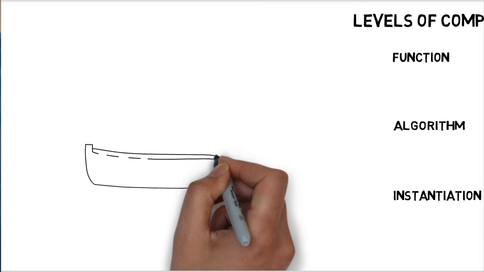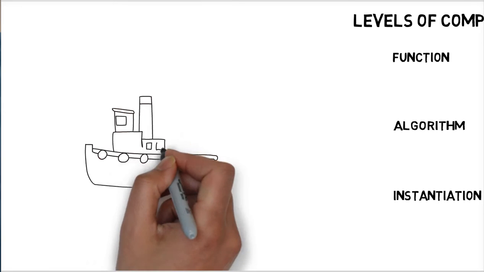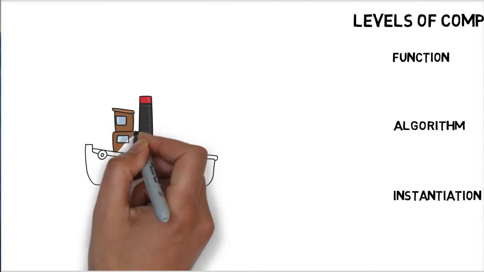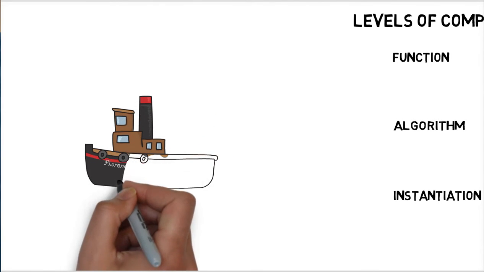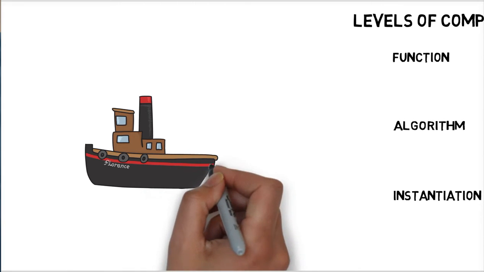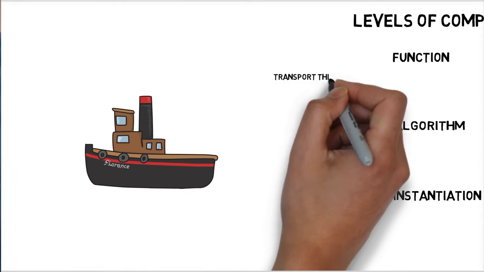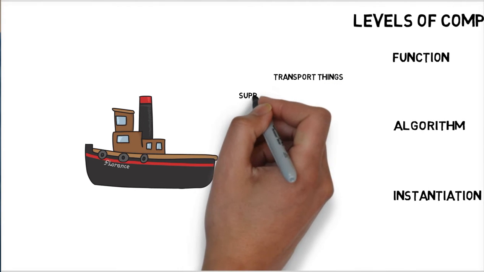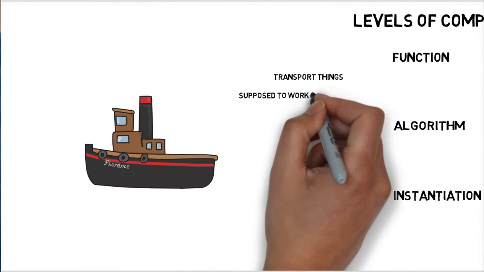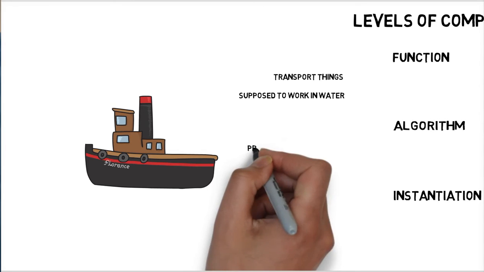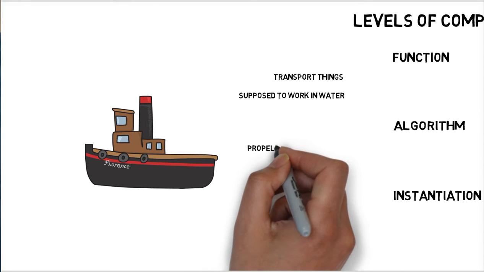We can get a grip on these three levels by looking at something that's not a computational system first. We can explain a boat, for example, in three ways. First, we can explain what a boat is supposed to do and the circumstances in which it's supposed to do it. The reason we have boats is for transporting people and things around. We also need to note that it's supposed to work in certain circumstances, namely water.